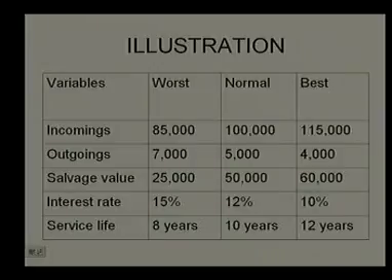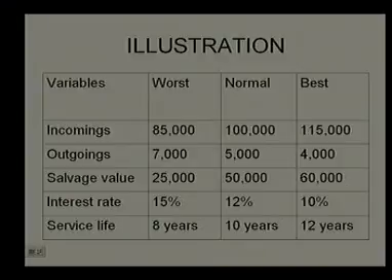Now, from my past experience, I anticipate that my incomings can't go below this particular 85,000 value. So, that is why I have kept this under worst scenario. If you look at the best scenario for this variable, I have assumed 115,000, thinking that no matter what I do, I am not going to get more than 115,000 every year for the next 10 years. So, that has been clubbed under best scenario.